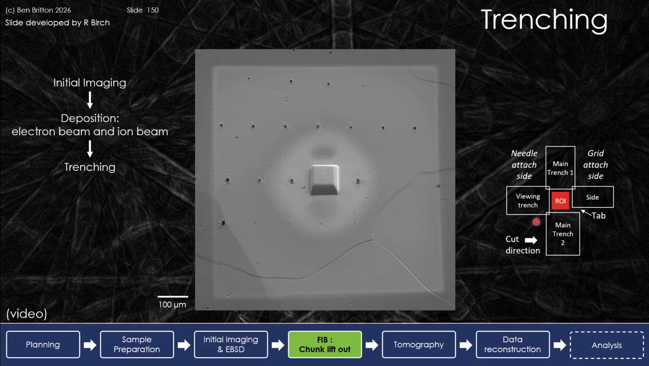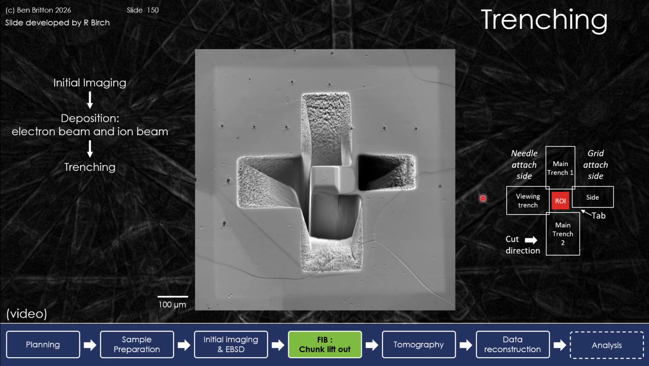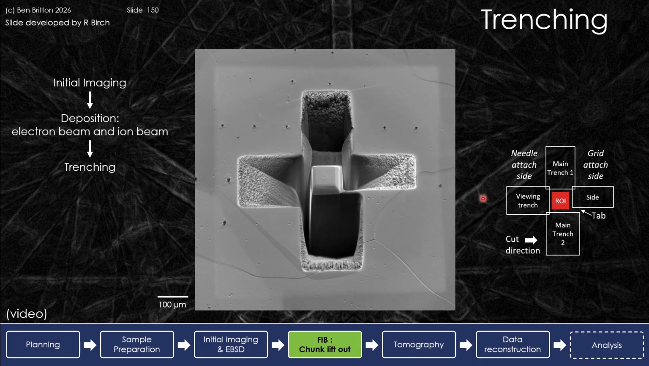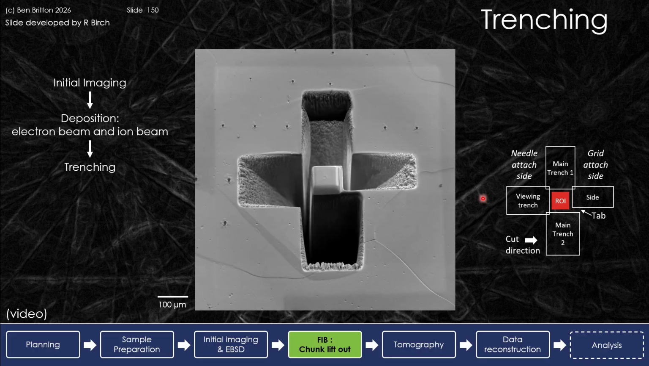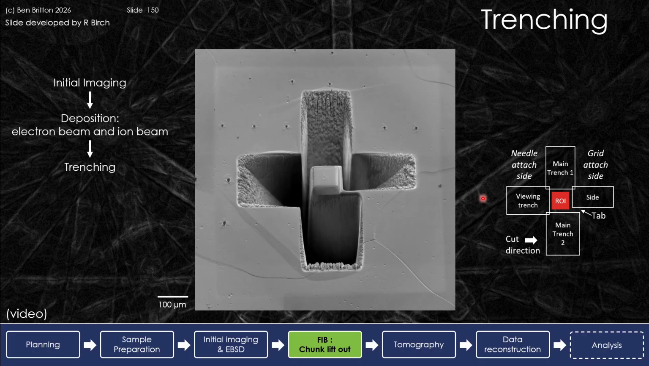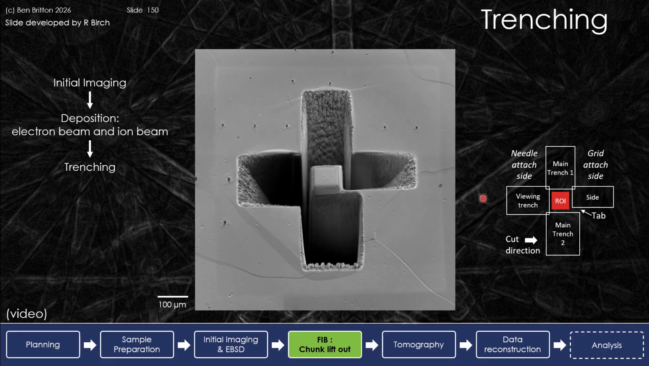So we can then do the cuts. These are sped up slightly. We can do the cuts into the sample. And then we do polishing steps to enable us to get nice, deep, and good cross sections on the sides. So this is showing us multi-step milling, which is beautiful.